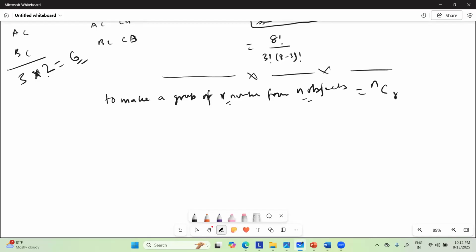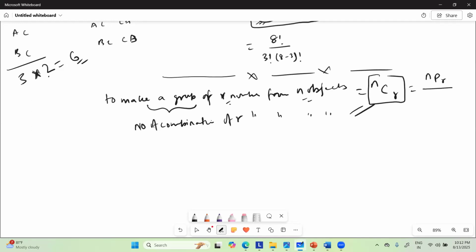or you can replace the words "make a group" with "number of combinations". Combination of R number from n objects will be nCr, and how will I calculate it? It will be nPr divided by R factorial, जो हमने यहाँ पे किया था, 3 factorial से divide किया था, and if we write it again, n factorial divided by R factorial times (n minus R) factorial.